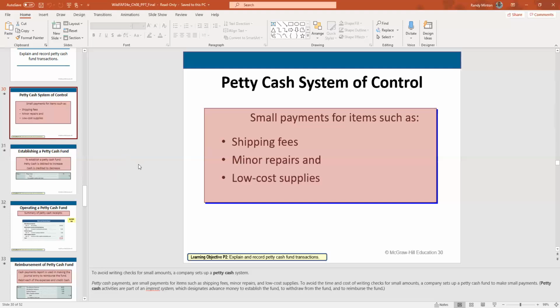Notice that each time you replenish it, you're debiting all of your expenses and crediting cash. You're not going to impact petty cash again unless you change the size of the fund. If you had a $200 fund and decided it was too large, you can credit petty cash and debit cash by putting it back in the bank. Otherwise, you leave petty cash alone. You only treat it when you set the fund up and when you close it out.